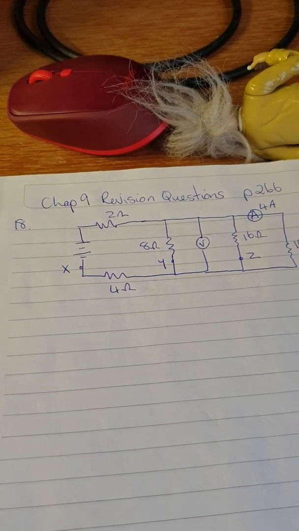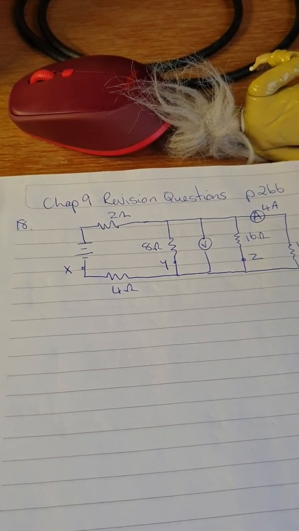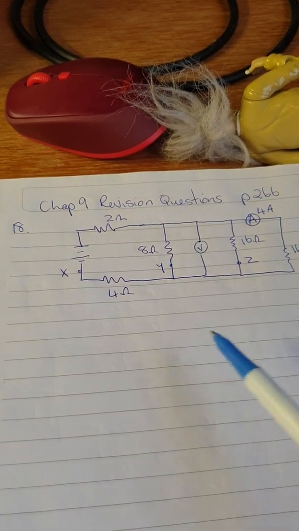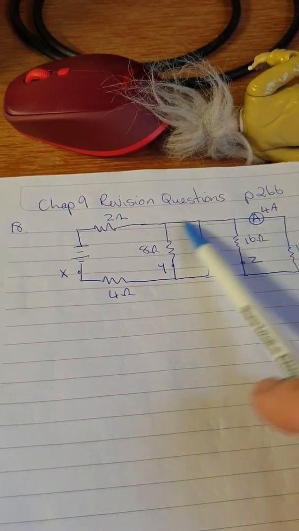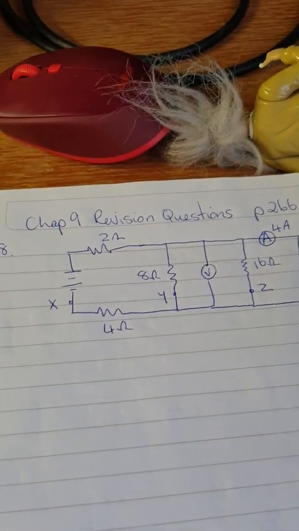All right, let's have a look at some of the revision questions now at the end of the chapter. So chapter 9, revision questions. I'm on page 266. I'm looking at 18 because it's a little bit different.